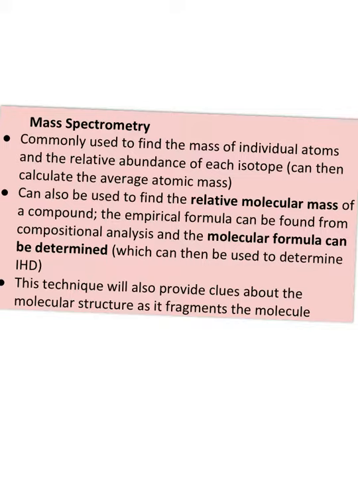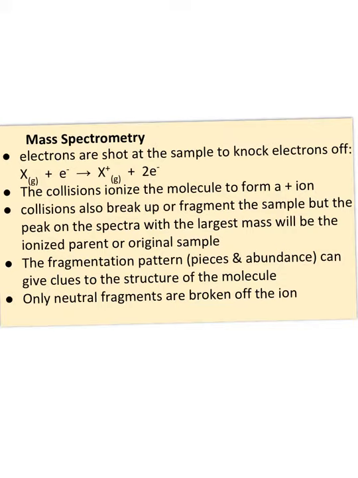And the nice thing about knowing the molecular formula is that you can determine what we call IHD, or the index of hydrogen deficiency. This technique will also provide clues about the molecular structure, because besides telling you how much of each isotope you have, it also fragments the molecule and can give you some information about the pieces that break off, so what kind of functional groups or substitutions might be on that particular molecule. So let's talk about the basic process.